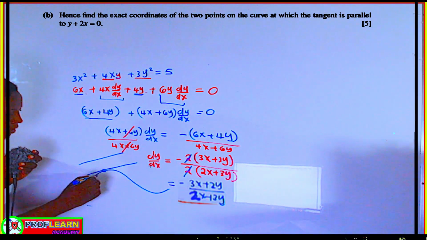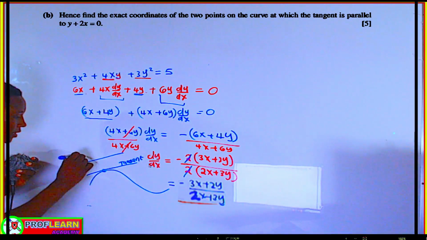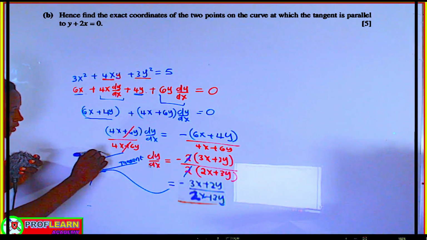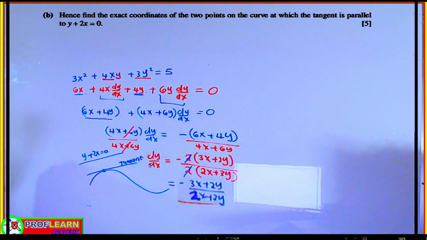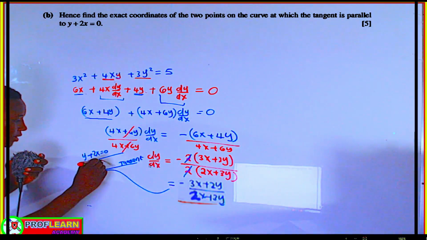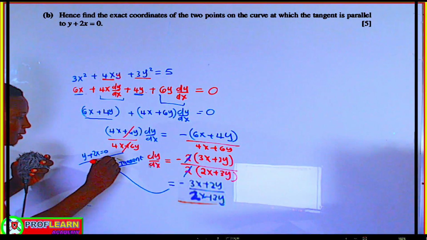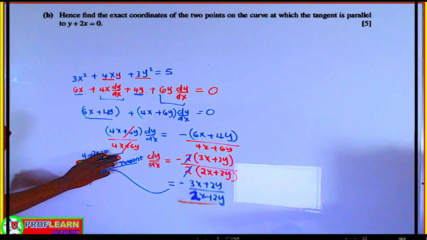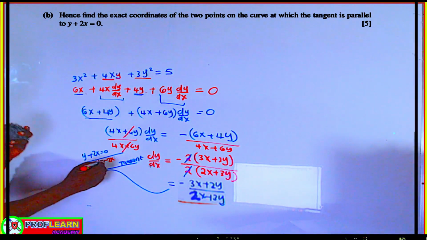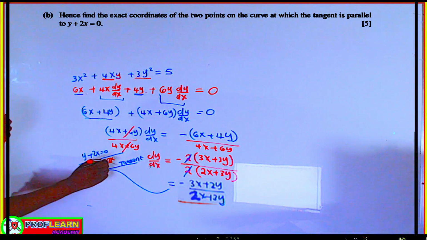So it means if this is the tangent and this is the line y equals plus 2x is equal to 0, it means from this line that we are given, we can rearrange it and say this is going to be minus 2x plus 0. So the y-intercept for this line is 0. So this is y equals minus 2x. It means that this line has a gradient which is negative 2.